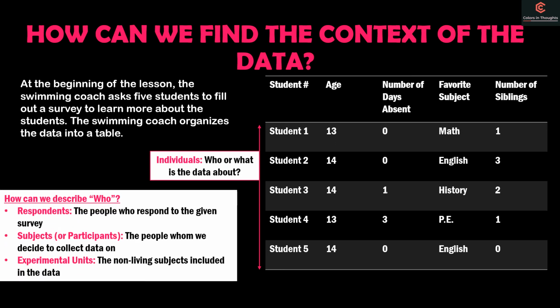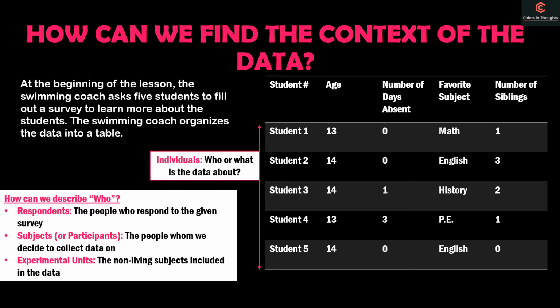Now that we have identified the who of the data, let's learn about some of the terminology while describing the data. The individuals in the data help us figure out who or what the data is about. We can find the individuals by observing the columns in the data. In this situation, the individuals are the students.